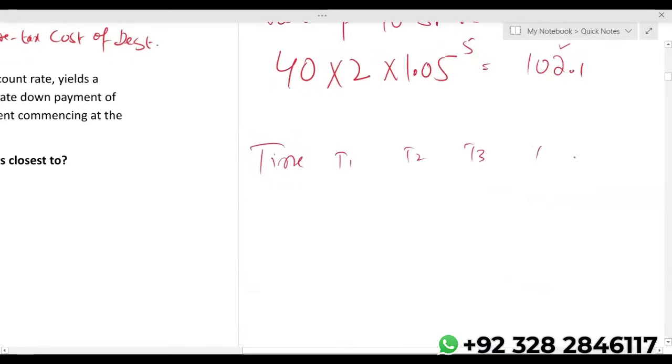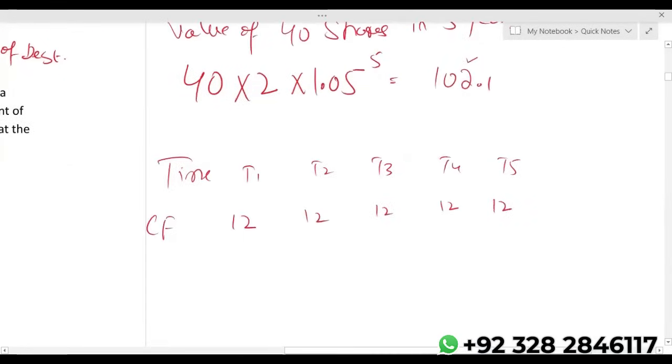T1, T2, T3, T4, T5. Basically, coupon rate is 12%. Nothing is mentioned. Par value is always 100. 12% of 100 is 12, 12, 12, 12. But in the last year, it will be 12 plus the conversion value. It means in the last year, it will be 114.1. In the last year, of course, one, there will be a cash interest of 12. And the second, conversion value, which is 102.1. Discount factor will use 10%. So simply by using the shortcut of NPV, very easily we can calculate market value of the bond.